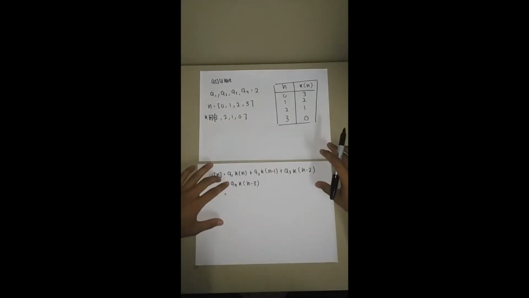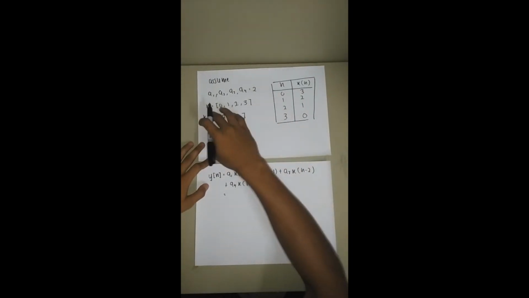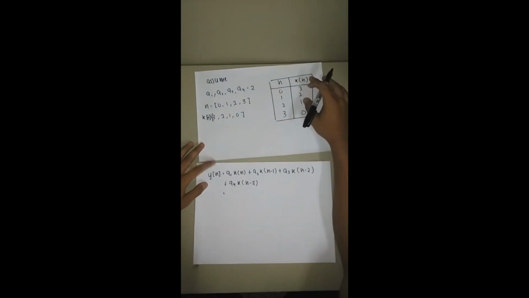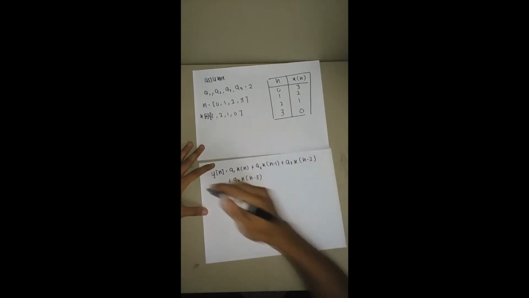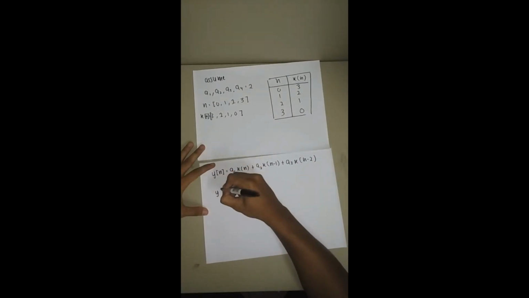Okay, from the equation, we assume that the values of a1, a2, a3, and a4 are 2. Then the values of n are 0, 1, 2, 3, and xn are 3, 2, 1, 0. Then from this xn and n, we can make a table like this. Then assume that we want to find the value of y3.